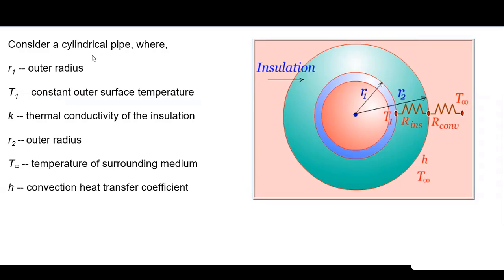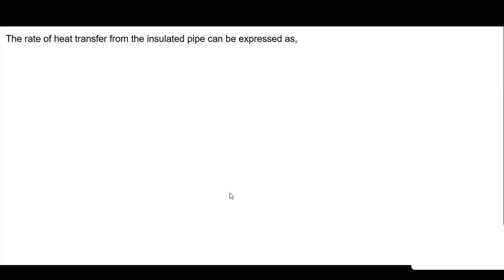So consider a cylindrical pipe. r1 is the inner radius, r2 is the outer radius, T1 is the constant inner surface temperature, the thermal conductivity of insulation is k, the outside environment temperature is T infinity, and the convective heat transfer coefficient is h. So as usual, our data is there. We can express the rate of heat transfer as delta T, that is T1 minus T infinity in this case, divided by the two resistances in series.